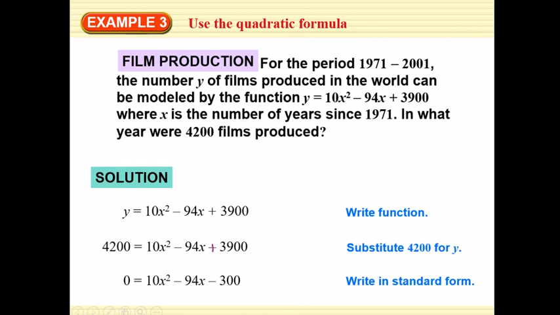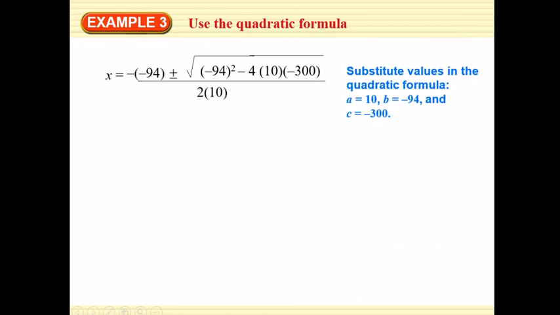So when they subtract 4,200 from each side, my constant ends up being negative 300, and my equation is now written in standard form. Alright, so I identify my a, b, and c, and substitute those into my quadratic formula, and then I work one step at a time. I would deal with your parentheses first, and then I would end up adding or subtracting whatever happens in there, and then I'd take the square root.